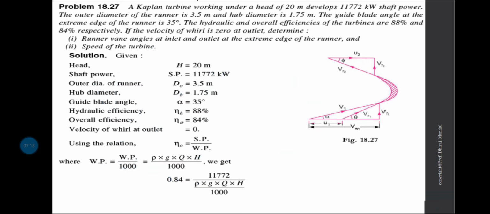So v1 you can find out, and as we have got v1, then vw1 we can find out. Now how can we find out u? u is equal to pi d1 n by 60, that is pi d naught n by 60, but we don't know n. So first of all, this is clear. Up to this I think it is clear.